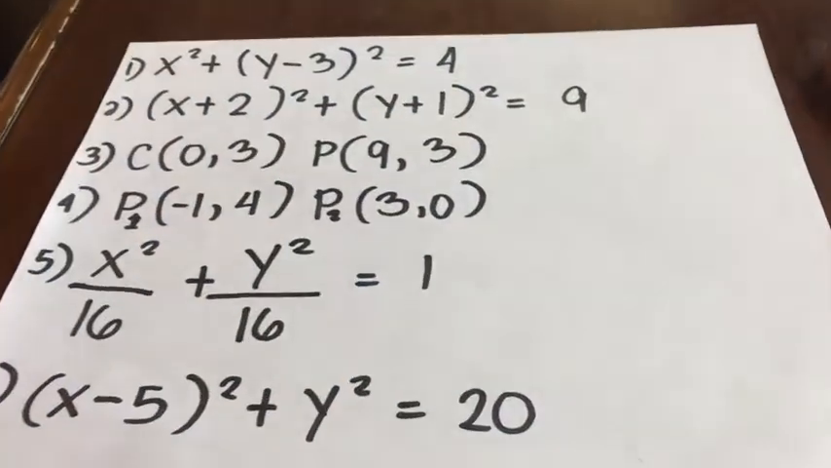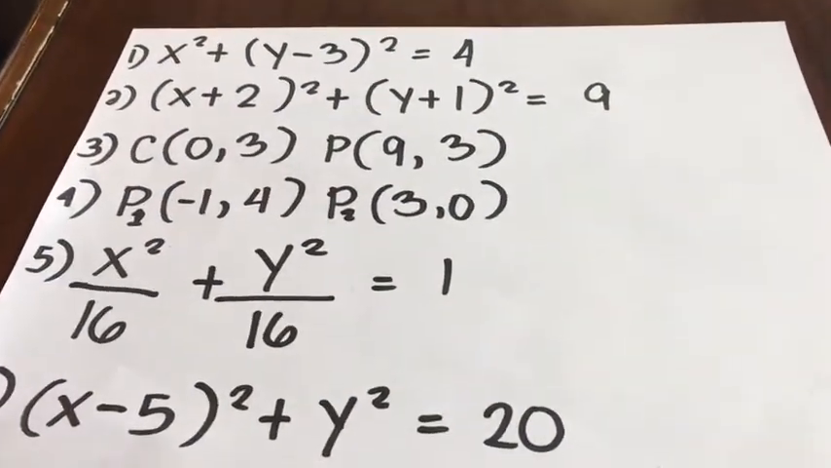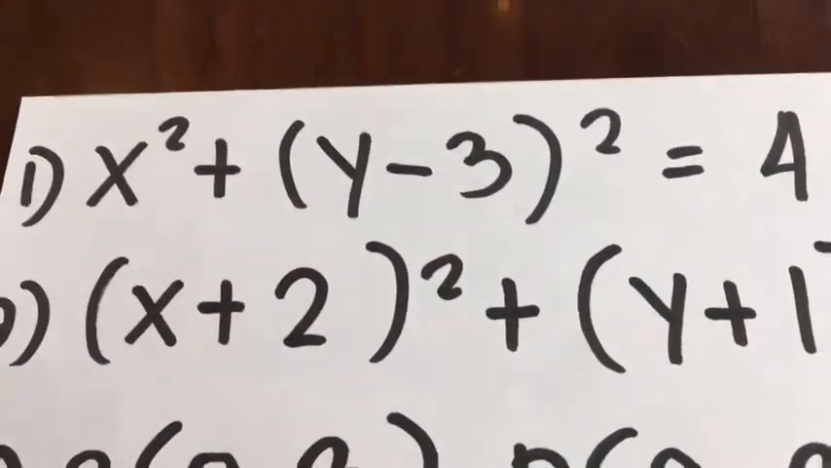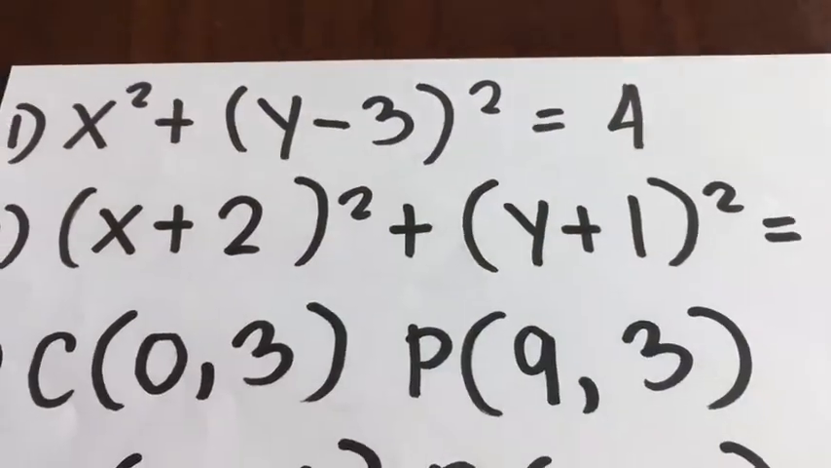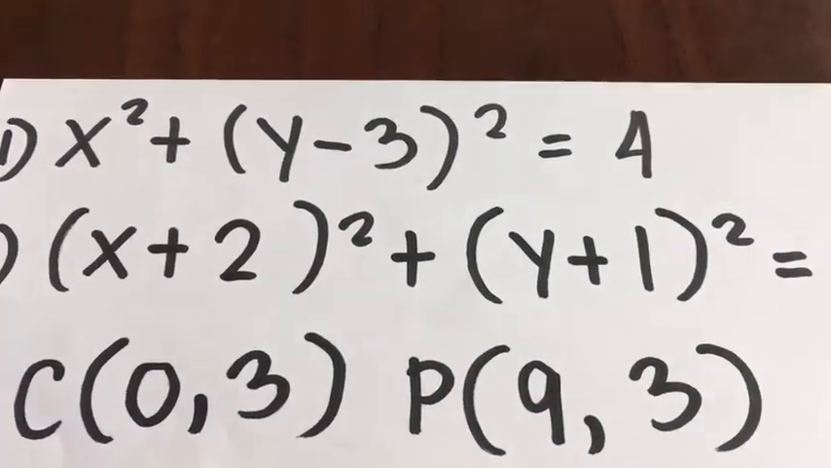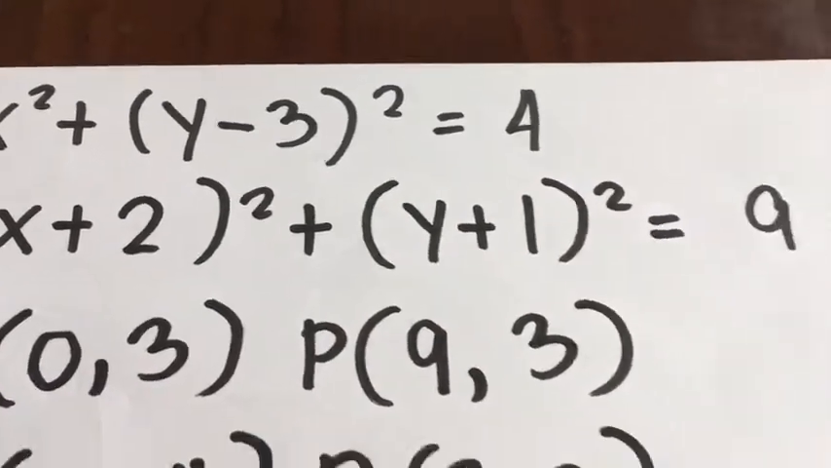Here are some problems and each will be answered by our members. So here are some problems that are given. First, x squared plus quantity of y minus 3 squared is equals to 4. Next, x plus 2 quantity squared plus y plus 1 quantity squared is equals to 9.